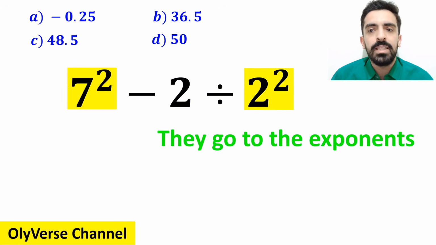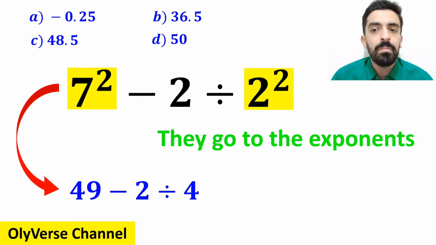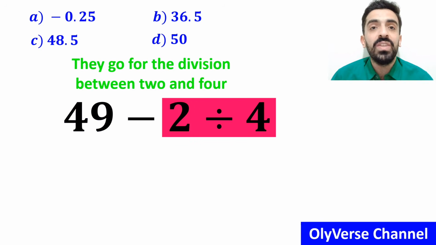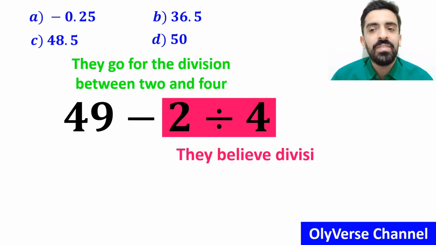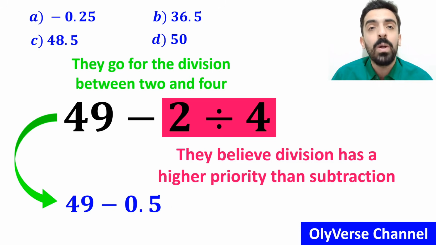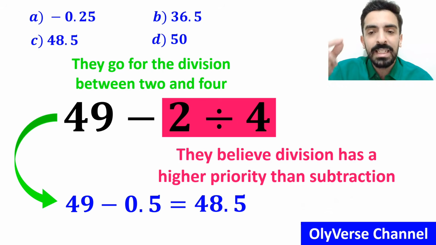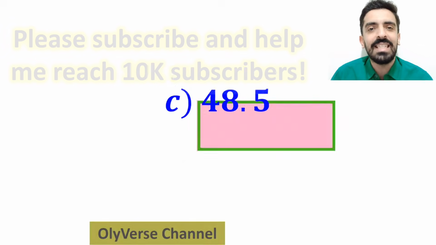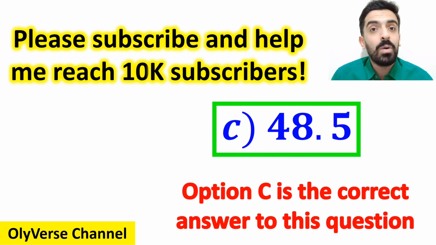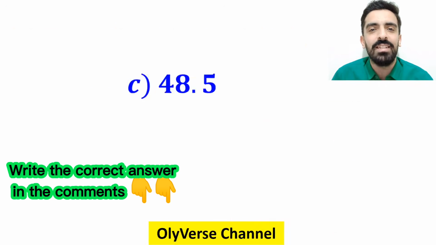Then, they go to the exponents and simplify this expression to 49 minus 2 divided by 4. And the final step, they go to the division between 2 and 4 because they believe division has a higher priority than subtraction. So, they rewrite this expression as 49 minus 0.5, which finally gives them the answer 48.5. Then, without any hesitation, they quickly say that option C is the correct answer to this question. But I have to say, we were tricked and it's not the correct answer to this question.